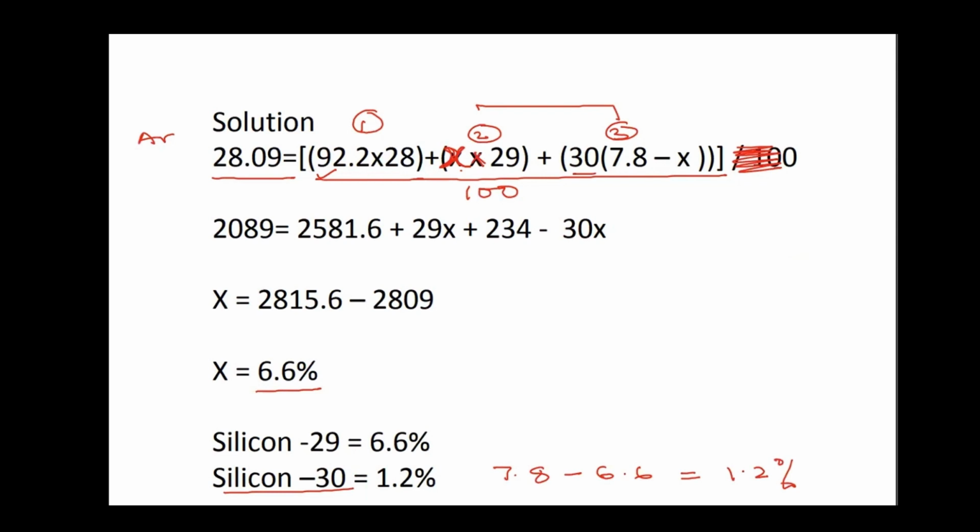So this is how we will be calculating if the values of two isotopes are given to you as unknown and the sum of their relative abundance is given. So these are different questions which have been coming in your examination papers, and that's all for today.